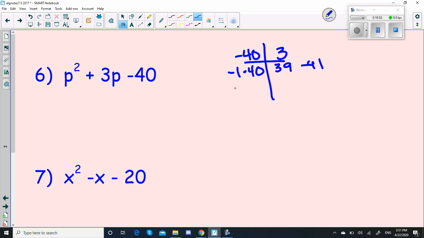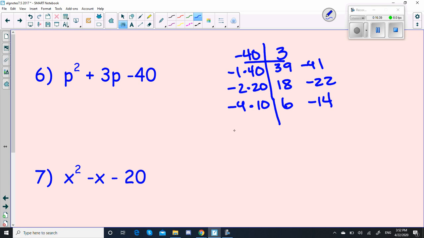Let's try 2. Negative 2 times 20. If I add them, I get 18. If I subtract them, I get negative 22. I'm getting closer, but I'm still pretty far away. 3 is not evenly divisible by 40. 40 is not evenly divisible by 3. I had that backwards. How about 4? Negative 4 times 10. If I add them, I get 6. I'm getting closer. And if I subtract them, I get negative 14. 6 is a lot closer than 39 was.